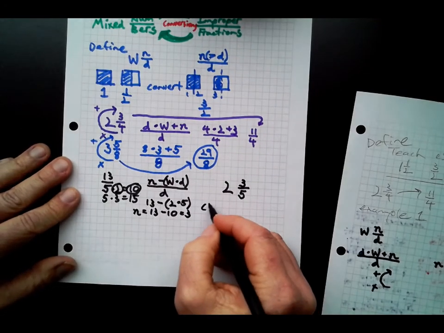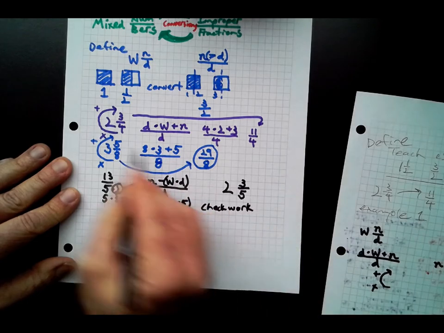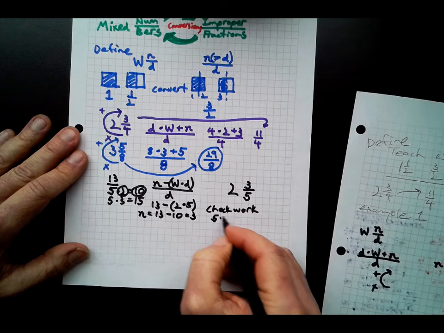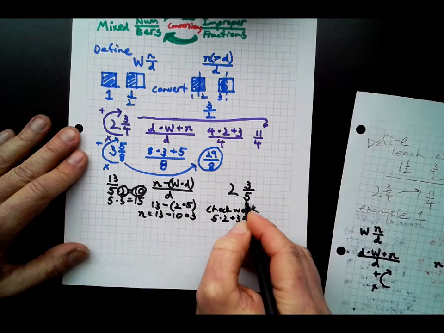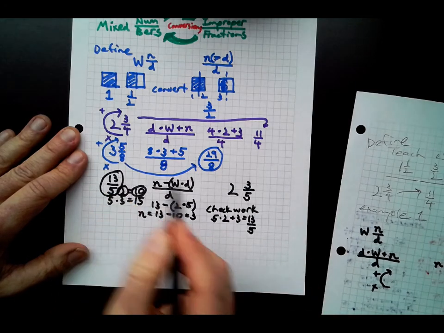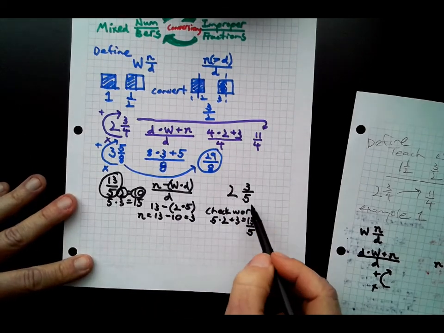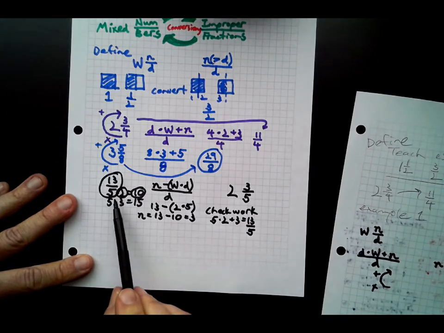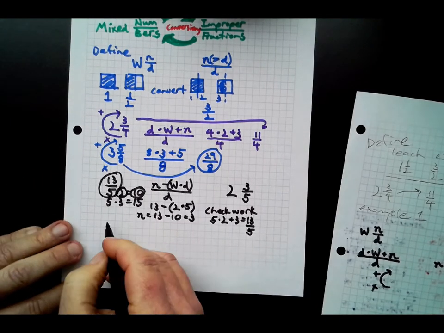We can check our work by doing this up here, right? 5 times 2 plus 3 equals 13. We keep that denominator. We check our work by going backwards, undoing the process. Here we multiplied and added. Here we divided and subtracted. So that's called inverse operations.